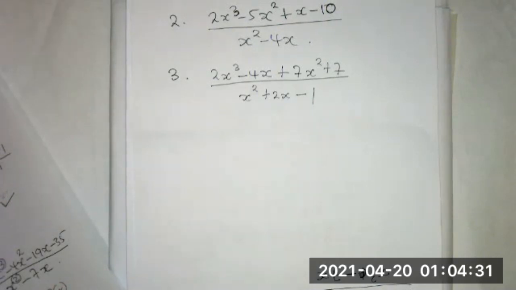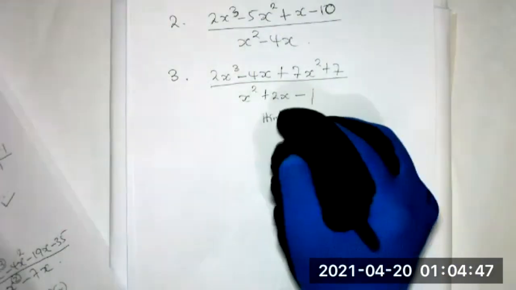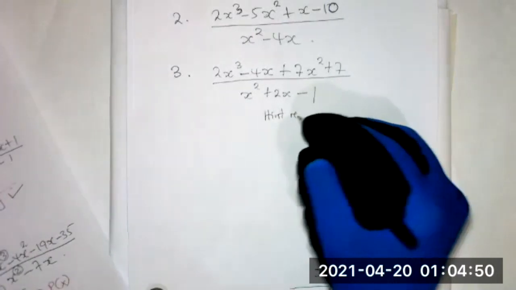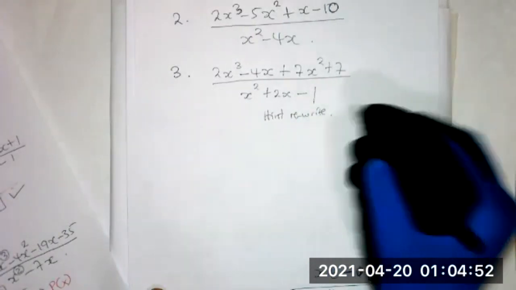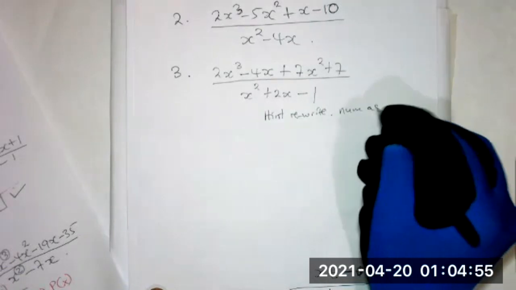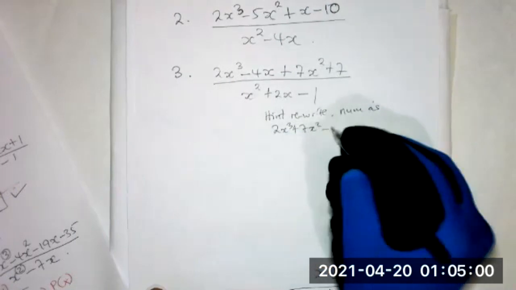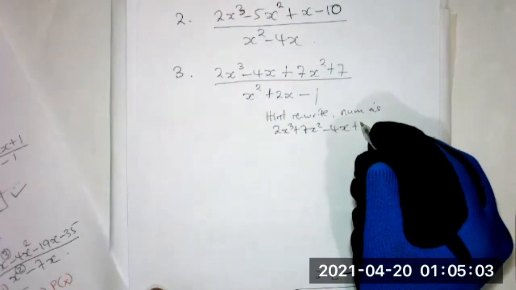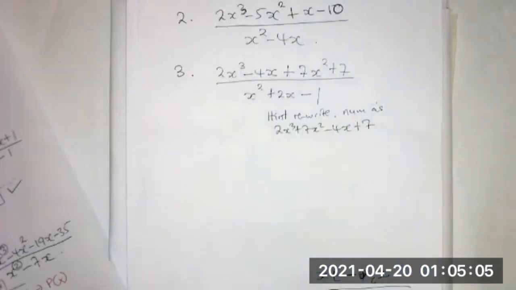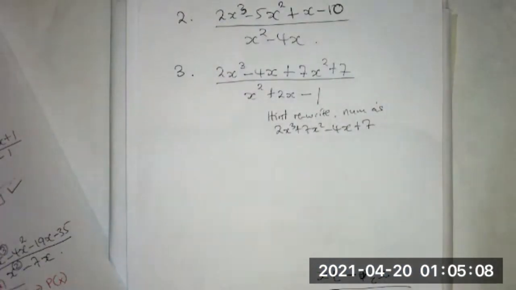So number 3 is also 2x cubed plus 7x squared minus 4x plus 7. Before you divide, make sure you rewrite the numerator so that it reads 2x cubed plus 7x squared minus 4x plus 7. Let me give a hint here: rewrite the numerator that way so that you can easily divide. Don't attempt to divide otherwise, it will confuse you.